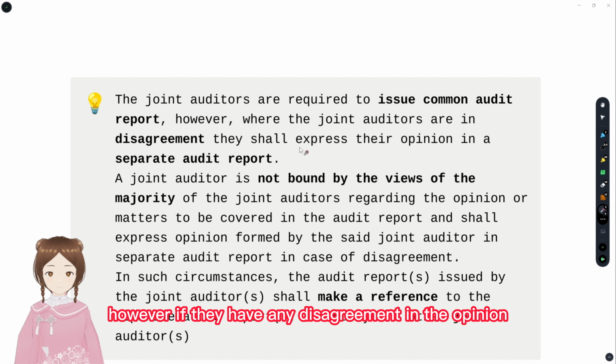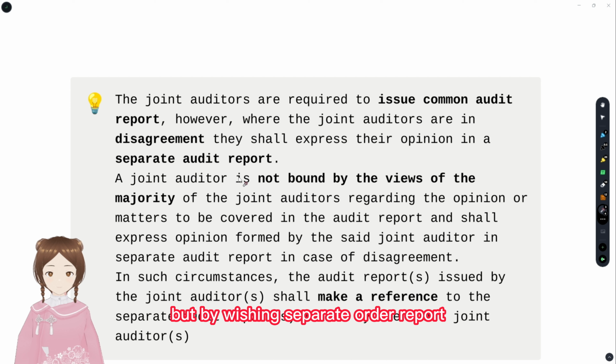However, if they have any disagreement in the opinion, they could issue a separate audit report. But while issuing a separate audit report, what do they have to do? They have to make a reference to the other audit reports, that is, the audit reports given by other joint auditors. The joint auditor is not bound by the views of the majority of the joint auditors regarding the opinion or matters to be covered in the audit report, and shall express the opinion formed by said joint auditor. Here, you see, we are not a bunch of judges to follow the views of the majority. Each auditor has his opinion. If he wants to give a separate audit report, he could give that.